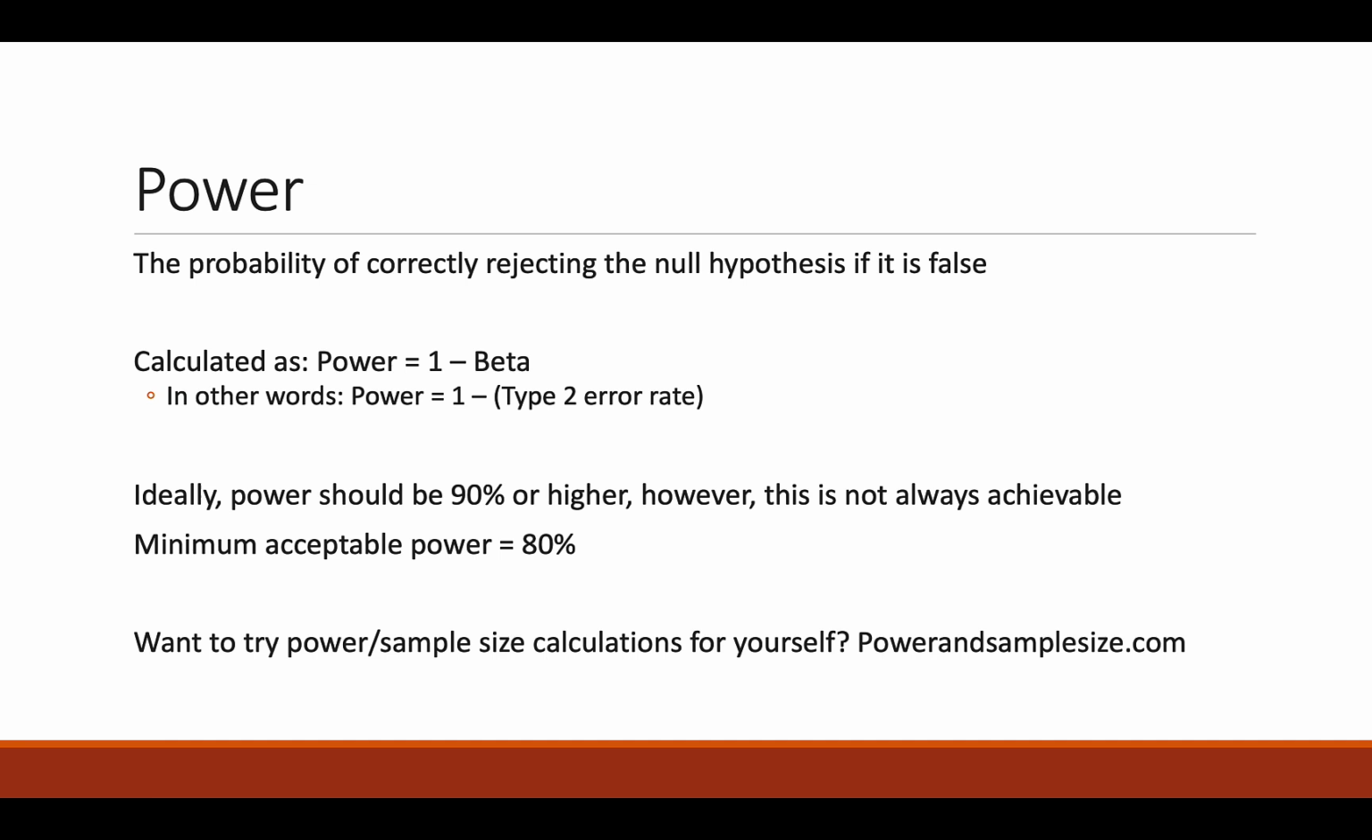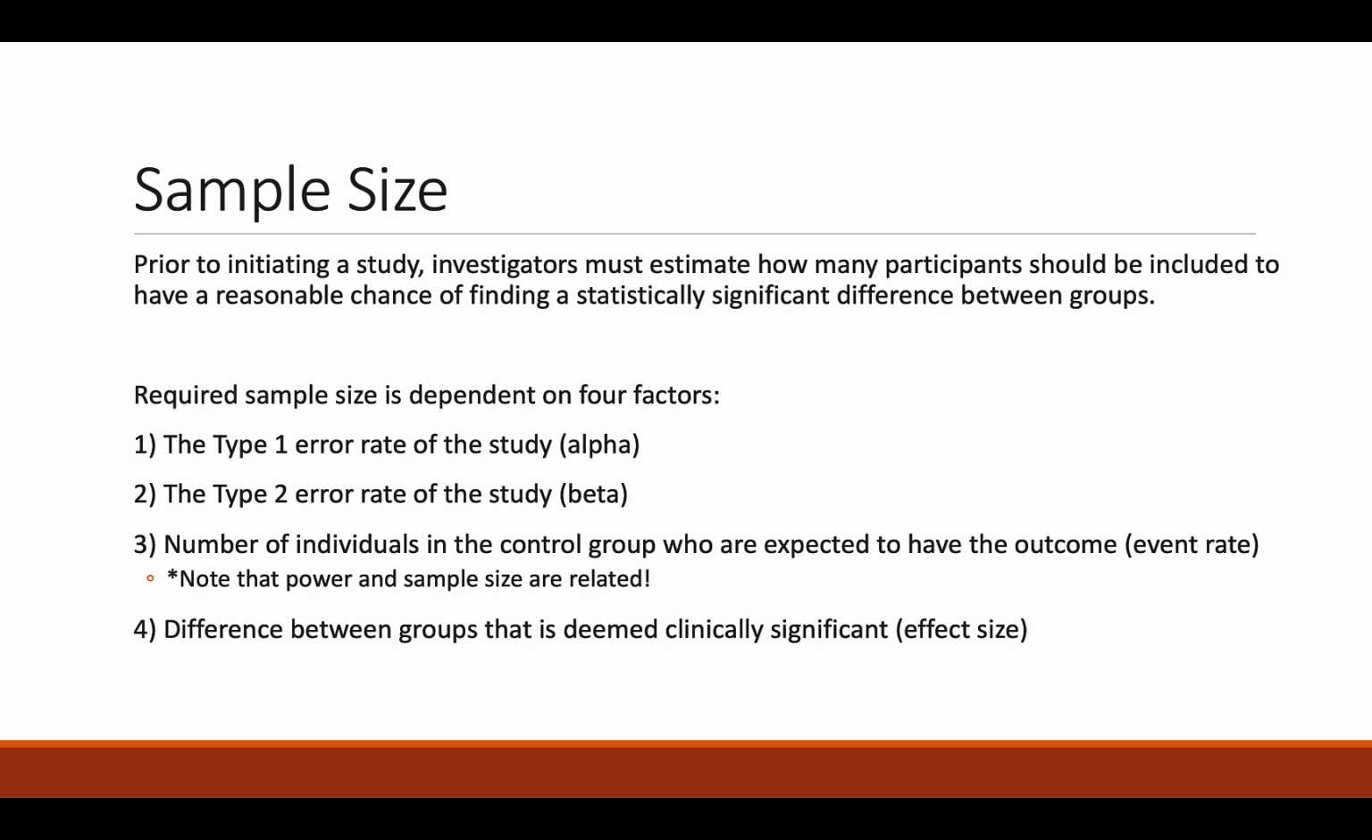Now that we've discussed power briefly, we'll talk about sample size in a little bit more detail. Sample size is the number of patients that you need to be included in your study to have a reasonable chance of finding the statistically significant difference between groups. You can see how closely it's related to power.